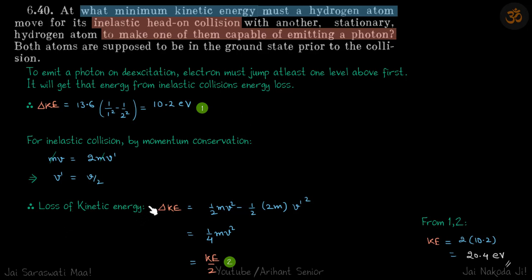And loss of kinetic energy is equal to initial kinetic energy, which is half mv square, minus half into 2m into v dash square. So from here, if I put v dash is equal to v by 2, I get delta KE is equal to 1 by 4 mv square, which is half of mv square by 2, or KE by 2. So delta KE is KE by 2, and from here we have seen delta KE is 10.2. So from 1 and 2 we get the initial kinetic energy. The minimum initial kinetic energy should be twice of 10.2, that is 20.4 electron volt. Our answer.